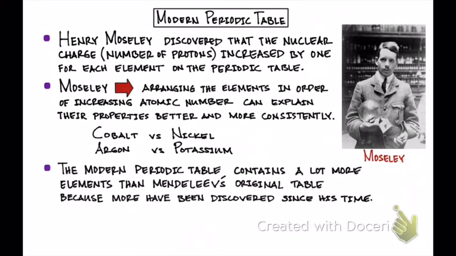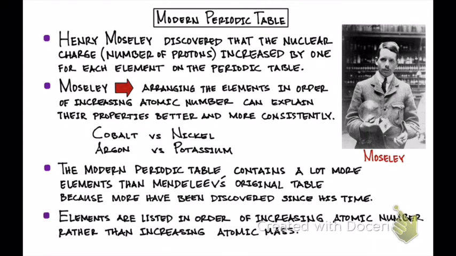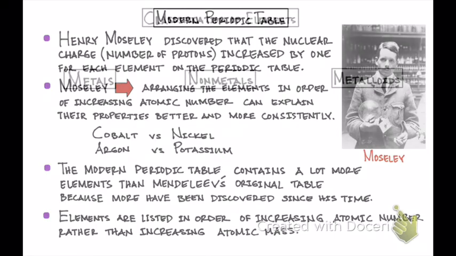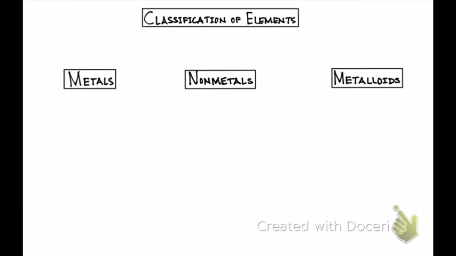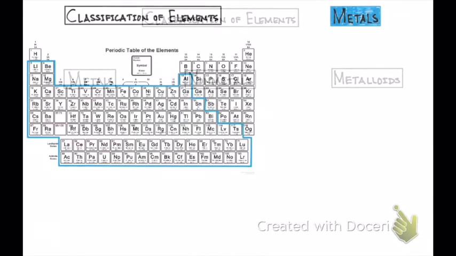And so the modern periodic table contains a lot more elements than Mendeleev's original table today because more have been discovered since his time. And the elements are listed in order of increasing atomic number rather than increasing atomic mass. So when you look at the periodic table of the elements, these elements can be classified into 3 categories: metals, nonmetals, and metalloids. And we're going to talk about every single one of these in a little bit more detail.